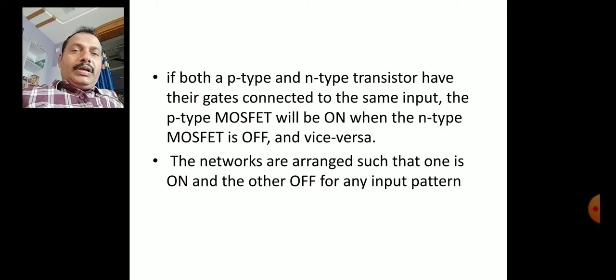If both a P-type and an N-type transistor have their gates connected to the same input, the P-type MOSFET will be on when the N-type MOSFET is off, and vice versa. The networks are arranged such that one is on and the other is off for any input pattern.